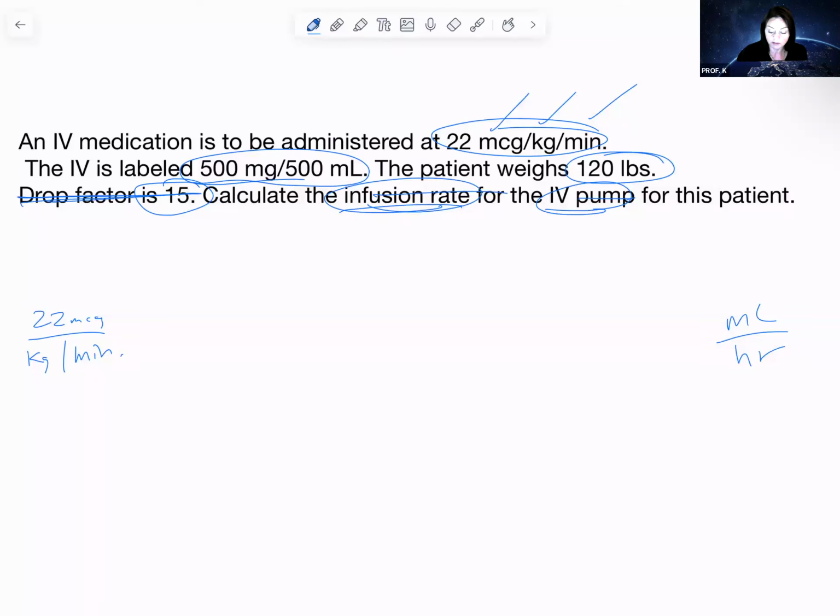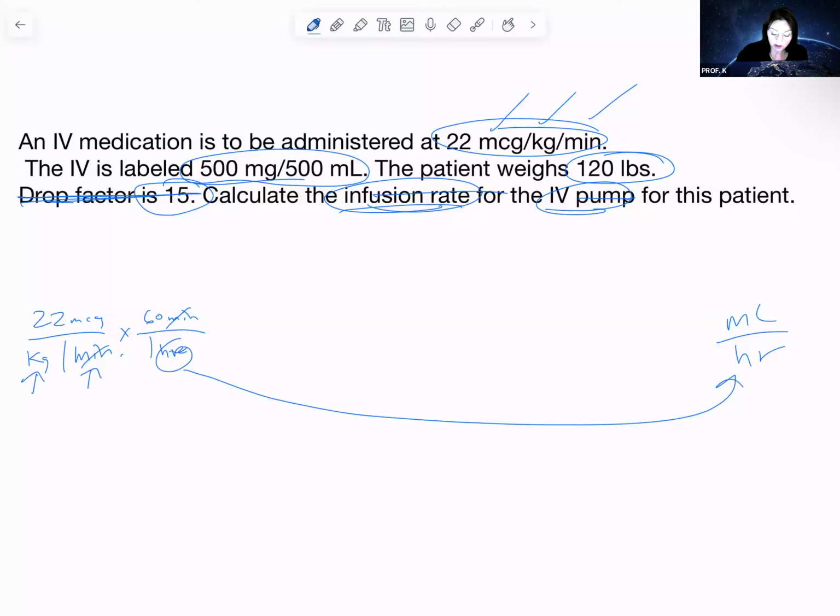Don't need the drop factor. Beautiful. I know where I'm starting. I know where I'm ending. Now I just got to get there. So what do you want to get rid of first? We can change minute to hour. Fine. 60 minutes in 1 hour. Got it. Beautiful. Now I have hour.